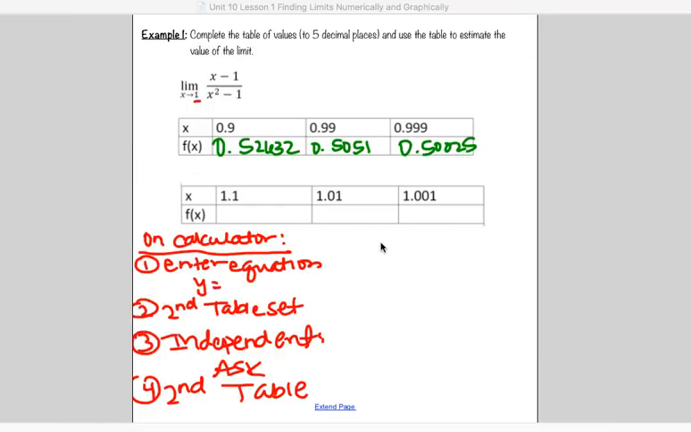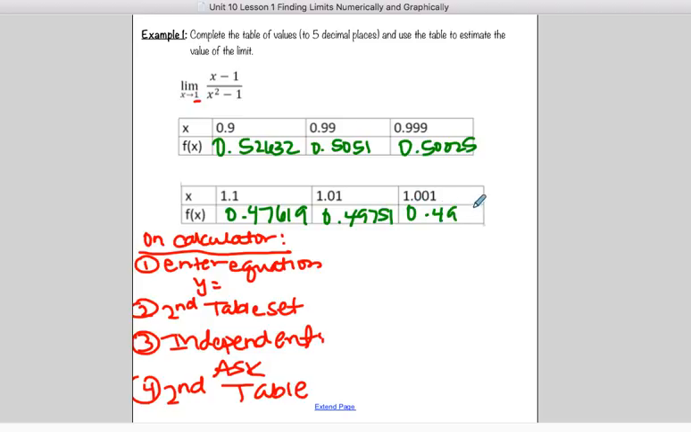Okay, so now we have 0.47619, and then we had 0.49751, and then we had 0.49975. Okay, so we have these two tables here, and we're trying to figure out, well, what's happening as you get close to 1? So this is getting closer and closer and closer to 1. What number does it look like we're going to here? And if you look here, we're getting closer and closer and closer to 1. What number does it look like we're going to here? Well, I would guess that we're going to 0.5.